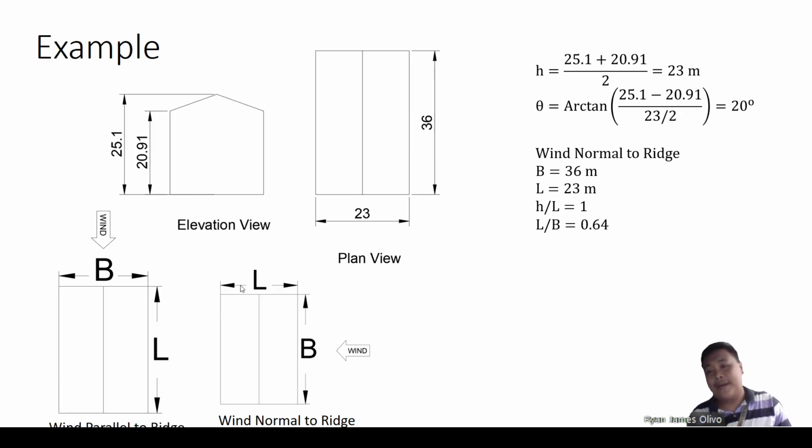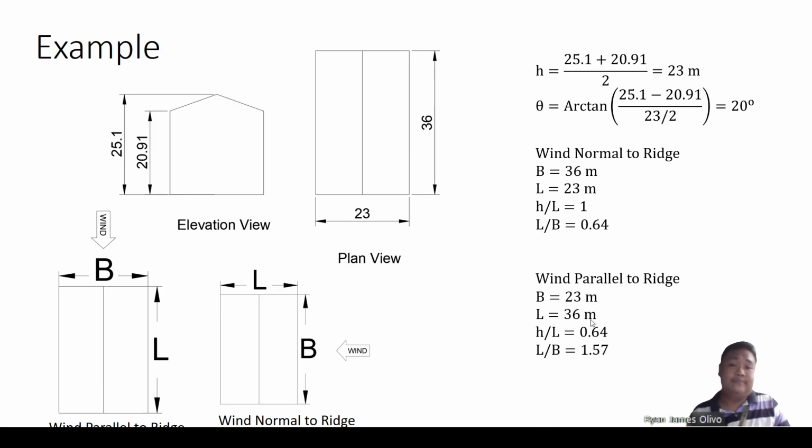So what if it is parallel to the ridge? Our B now becomes 23 and our L becomes 36. So both are different, class. So don't be lazy. Do these two scenarios: wind parallel to the ridge and wind normal to the ridge. So I will go back here.